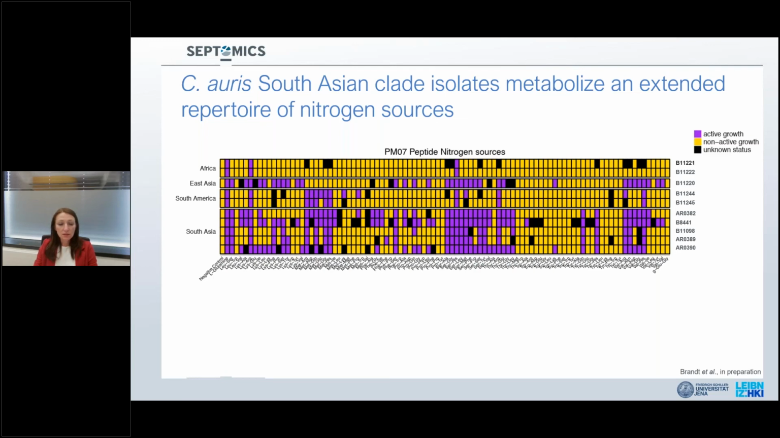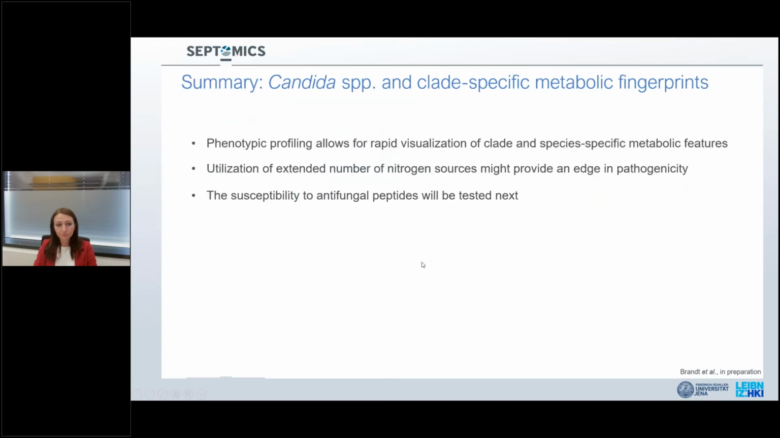So this study is still undergoing. What you see with the black is unknown status, where, of course, one set of data showed active growth, the other non-active growth. And now we are running a triplicate to define and fill in the gaps, essentially, and have the comprehensive set available to the public.